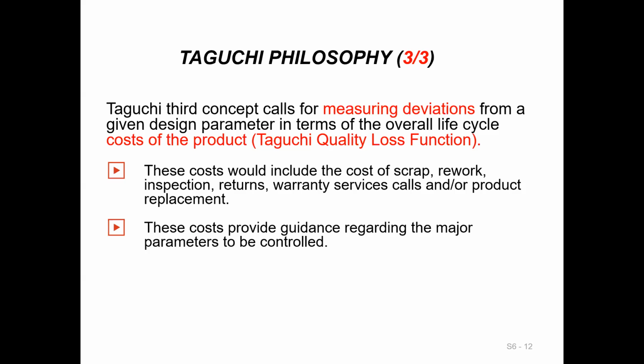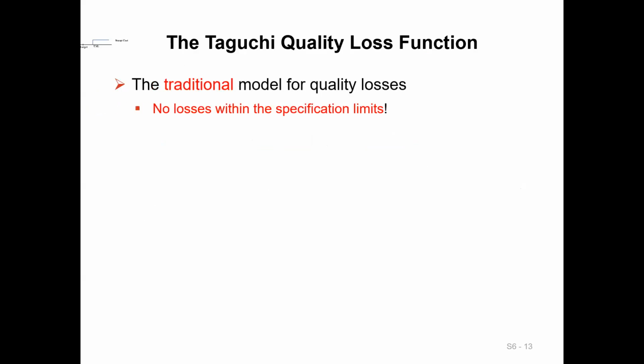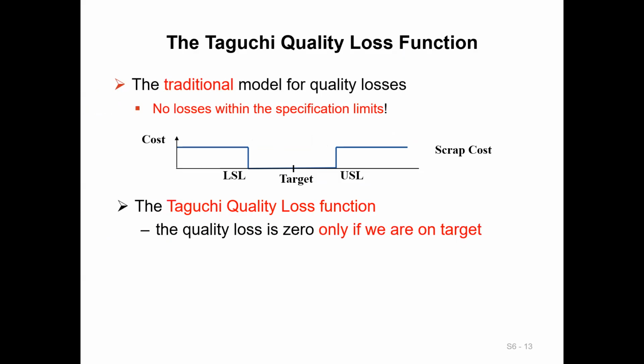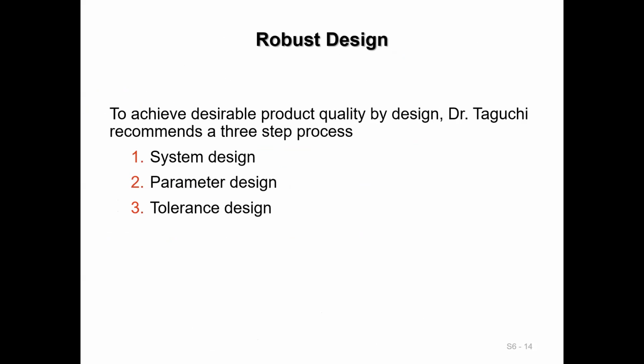Number one is called system design. Number two is called parameter design. And number three is called tolerance design. These are the ones that we concluded in the last video. And this is the Taguchi quality loss function that I want to discuss further. So to achieve robust design, there are three steps proposed by Dr. Taguchi: system design, parameter design, and tolerance design.